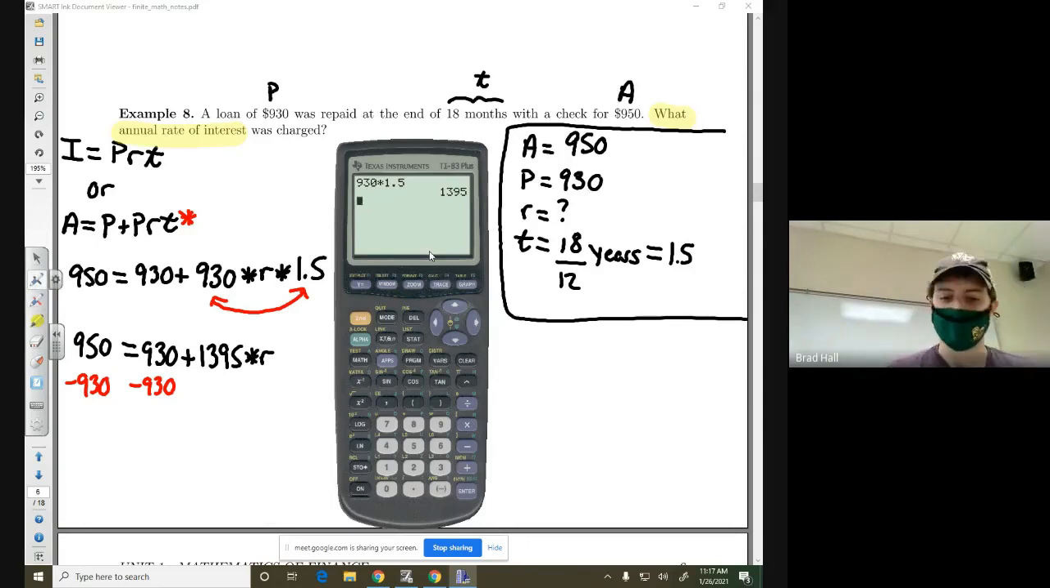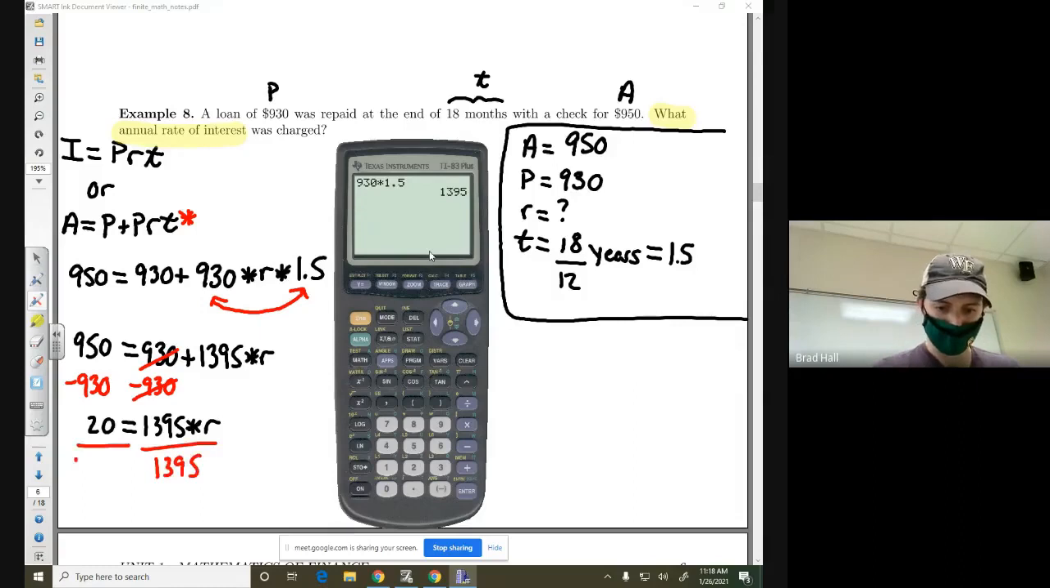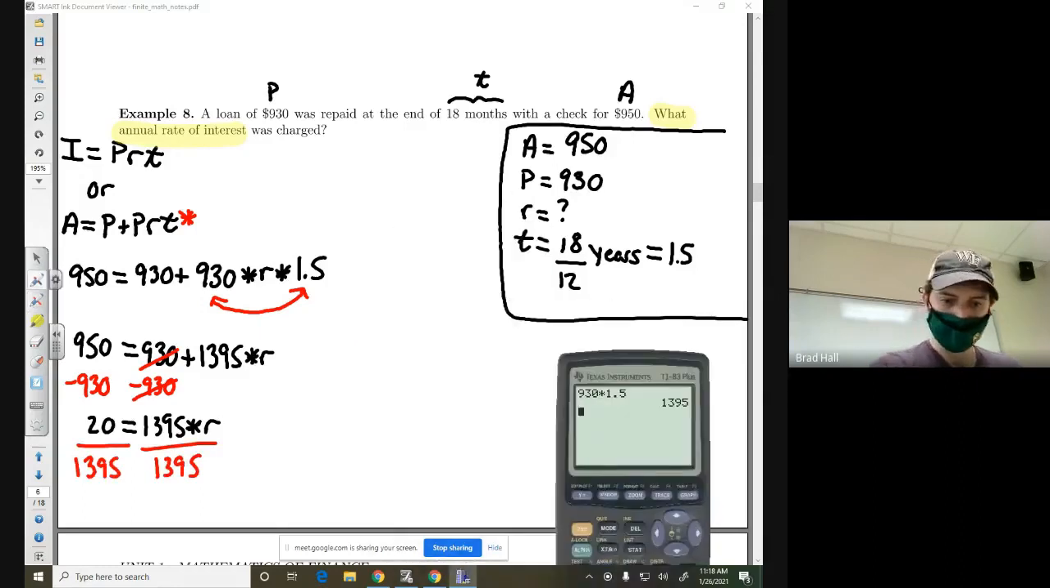So 950 minus 930 is 20. And of course, this cancels. And we're left with 1395 times R. And now we simplified this very nicely to where now the division is going to be, well, as simplified as it could possibly be. So we're going to divide both sides by 1395. Move that over.